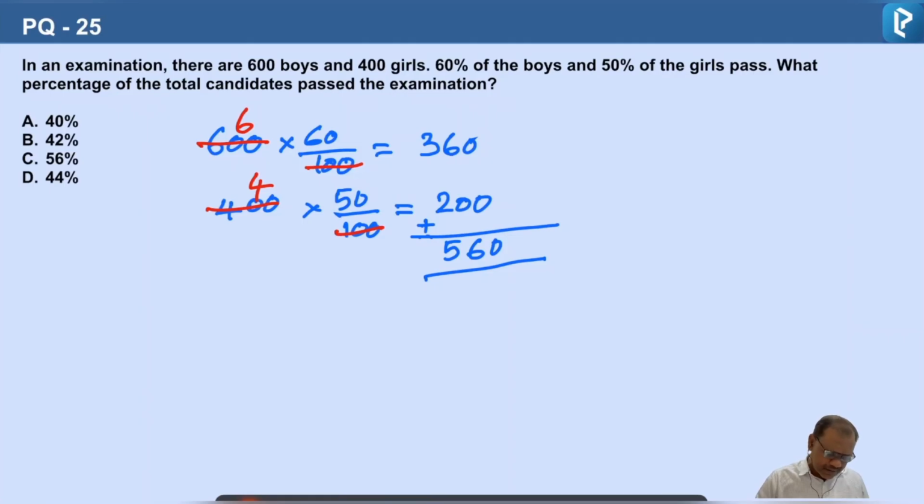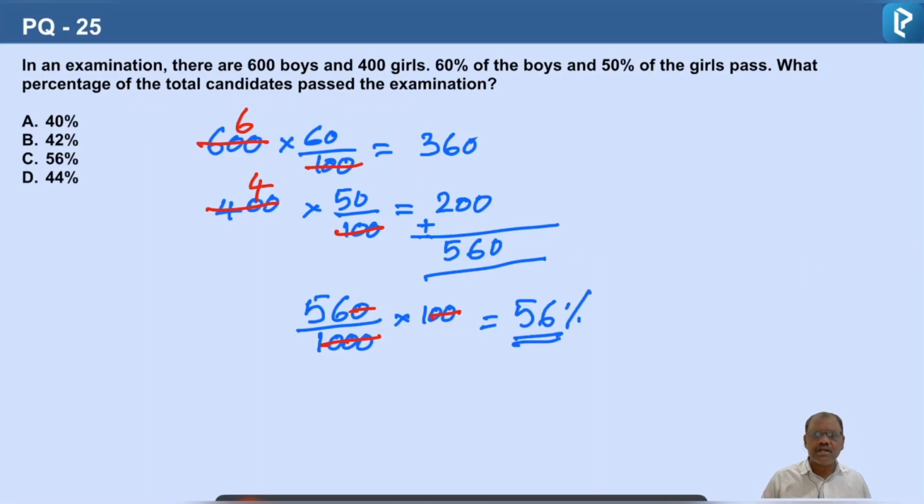So we have to calculate the percentage. 560 by 1000, the total number of candidates. Since we are calculating percentage, multiply by 100. Simplify this. Cancel 2 zeros here, 1 zero here. So what is remaining here? 56%. So 56% of the total number of students passed the examination. Option C is the right answer.